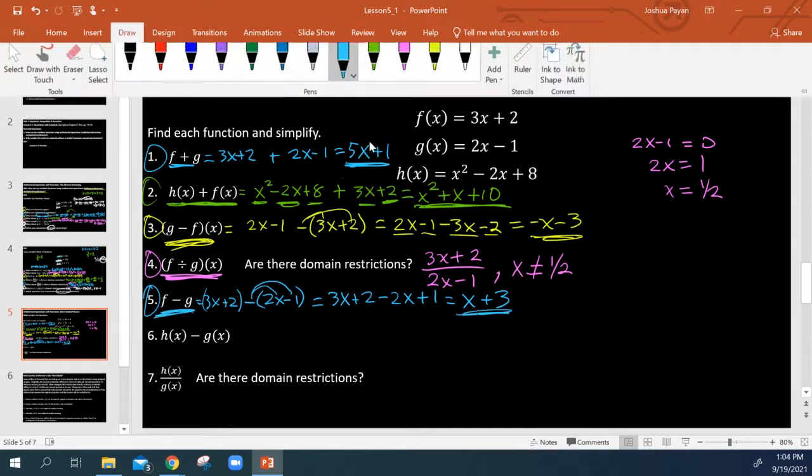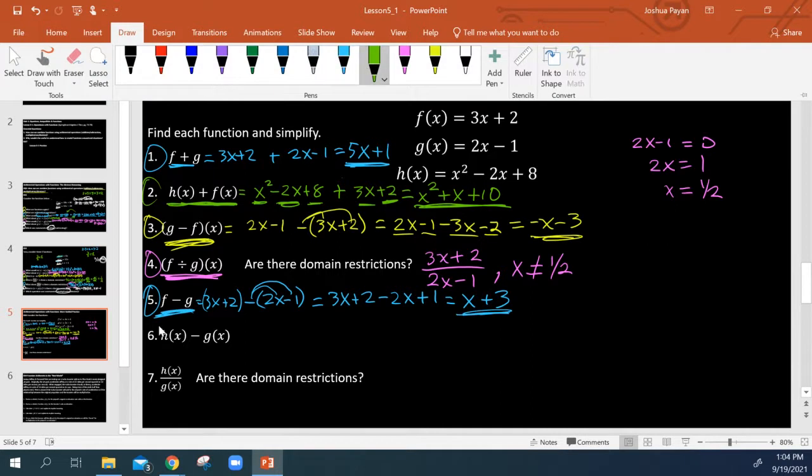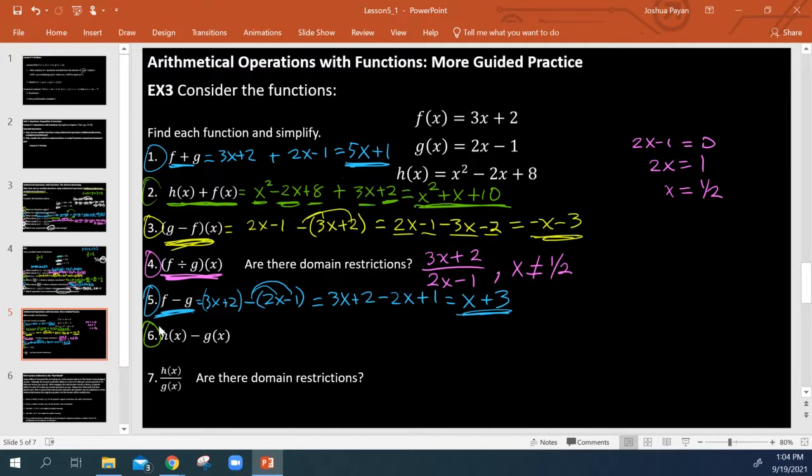And now we're going to do h minus g. So h, x squared minus 2x plus 8, minus g, 2x minus 1. Okay, I don't need the parentheses on the left, but I do need them on the right. So negative 2x plus 1, just like before.